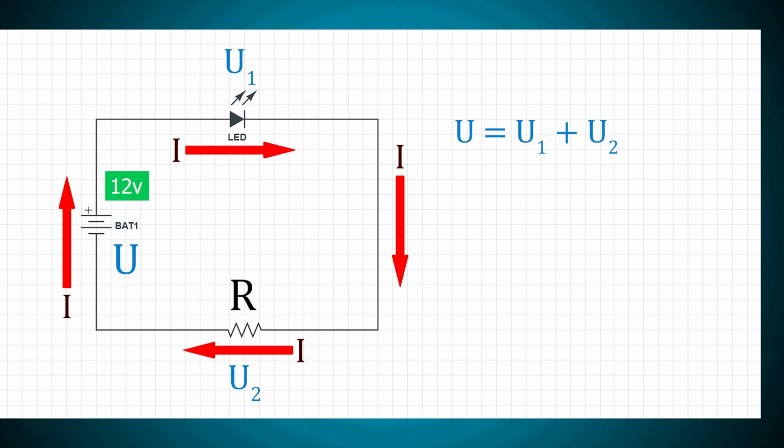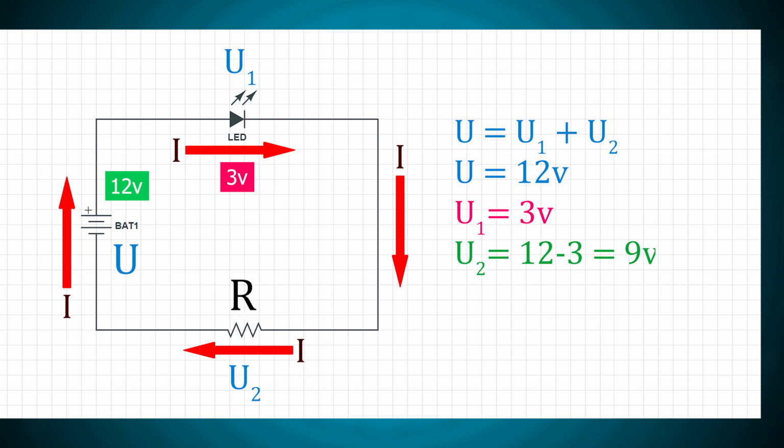Imagine we power our circuit from a 12 volts DC power supply. This means U will equal 12. Let's say voltage drop across our LED is 3 volts. This means U1 will equal 3, and U2 will equal 12 minus 3, which is 9 volts. And before we can use Ohm's law to calculate resistor value, we need to decide on the current we want to pass through our LED.